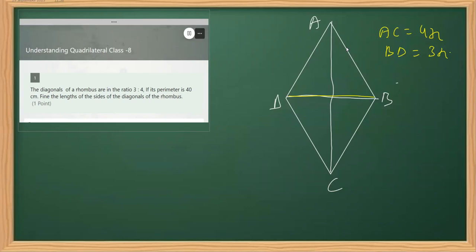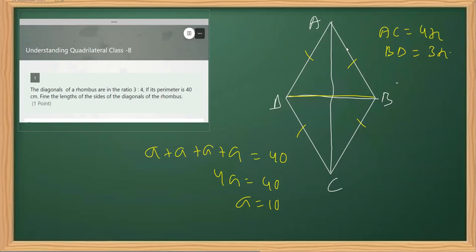Now, the perimeter of this rhombus is given. As you know, all sides of a rhombus are equal. That means 4 times its side will be equal to the perimeter. I repeat, the perimeter of a rhombus is the sum of its 4 sides, and all sides are equal. Considering each side as a, the sum of 4 sides will be 4a, and 4a is equal to 40, which implies a is equal to 10. That means all its sides are 10: this is 10, this is 10, and this is 10, including this.